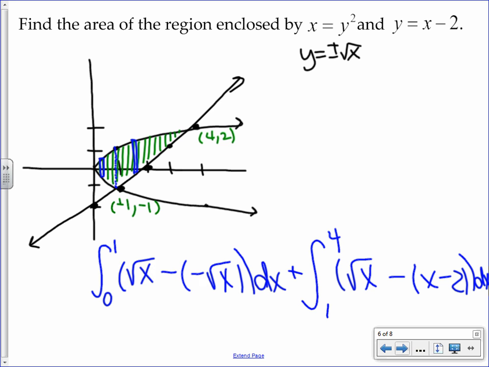So that area that's below the x-axis is still positive? Yes. Well, we're subtracting negative area, so it makes it positive.